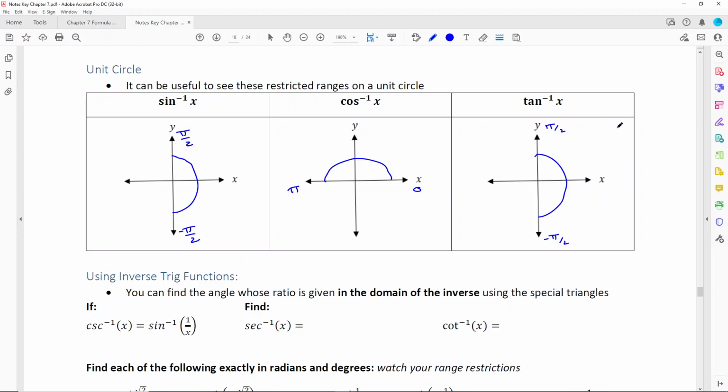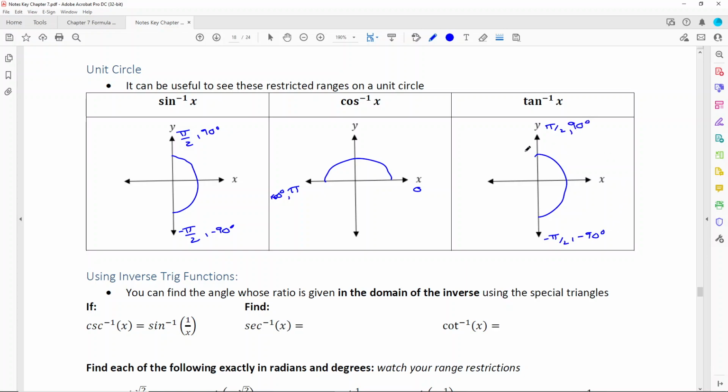And I'm so used to only working in radians at this point. This calculator does like degrees. So we should also say negative 90 up to positive 90, and then 0 up to 180. And then this one as well, negative 90 degrees up to positive 90 degrees.